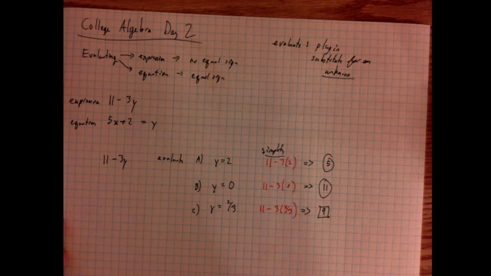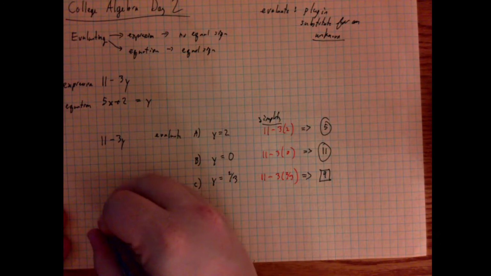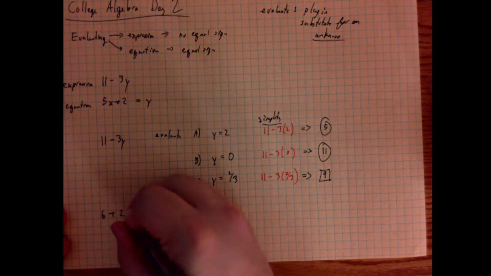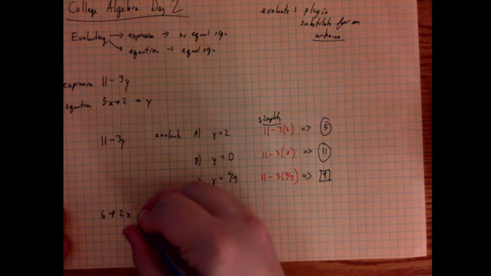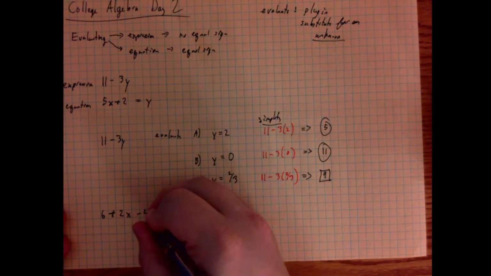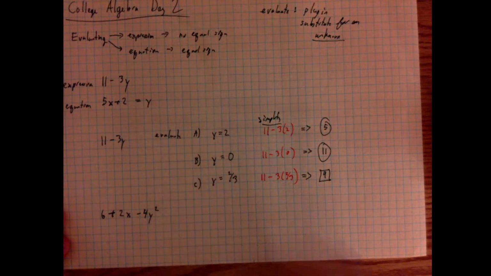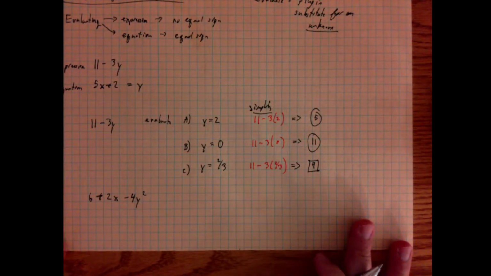Okay, so let's do the same thing with a different expression. I'm going to now do, let's see, 6 plus 2x minus 4y squared. Okay, so we're going to evaluate this thing.